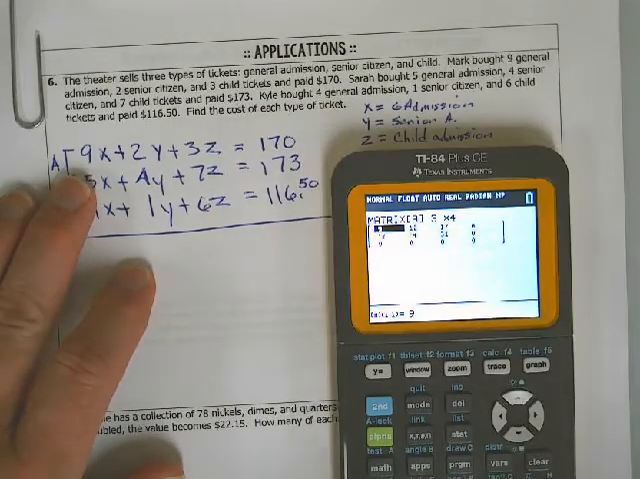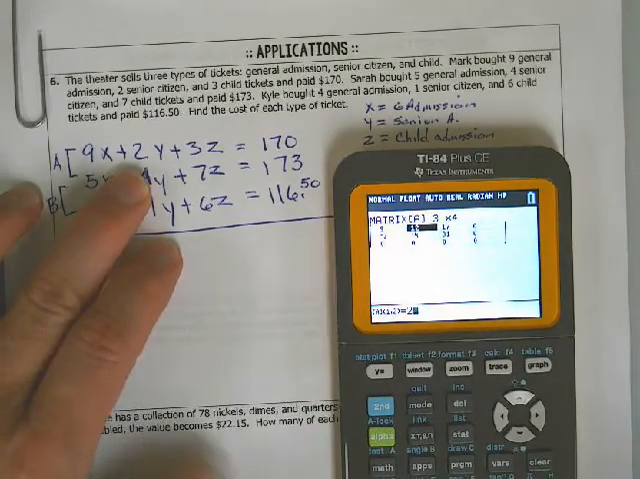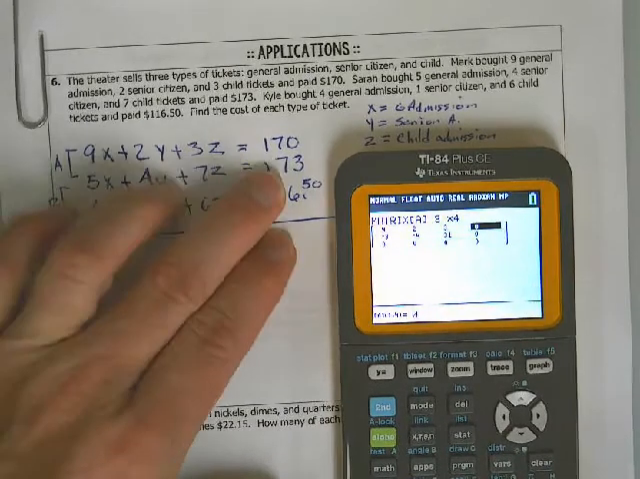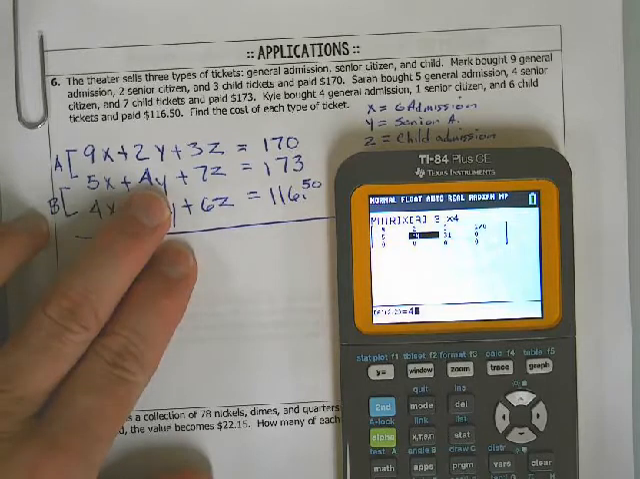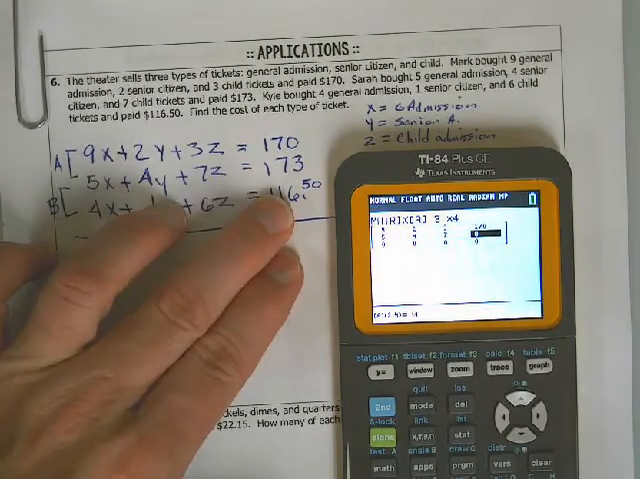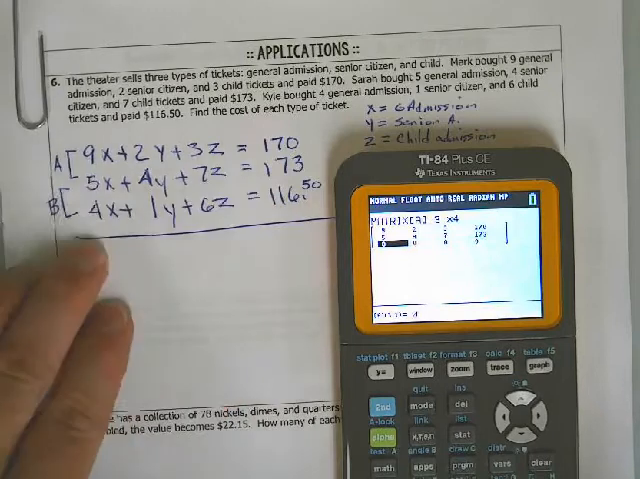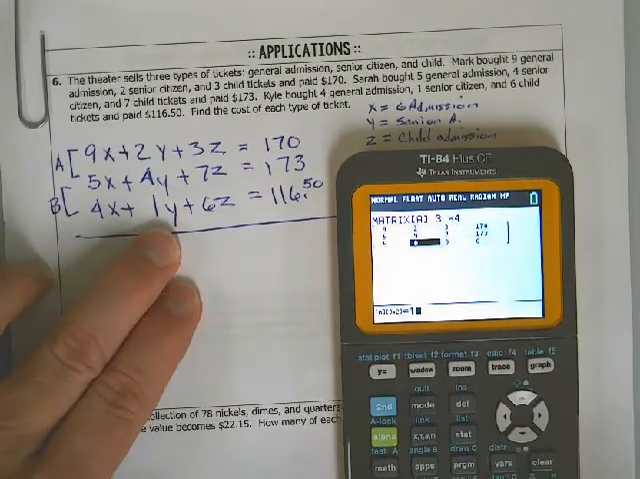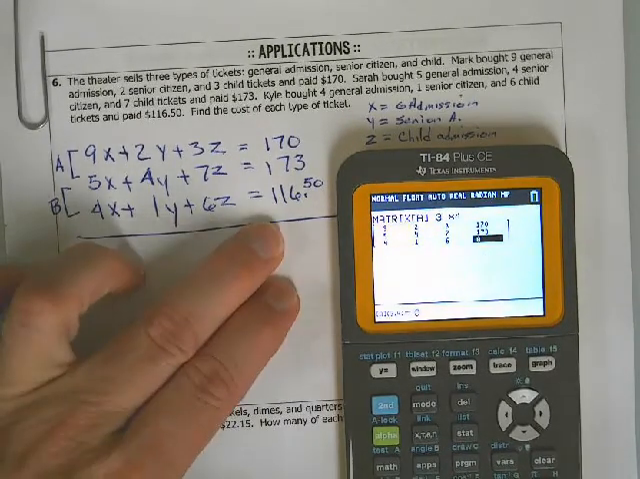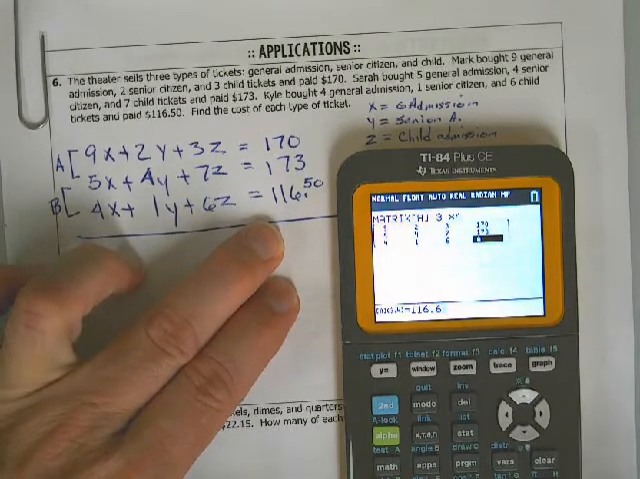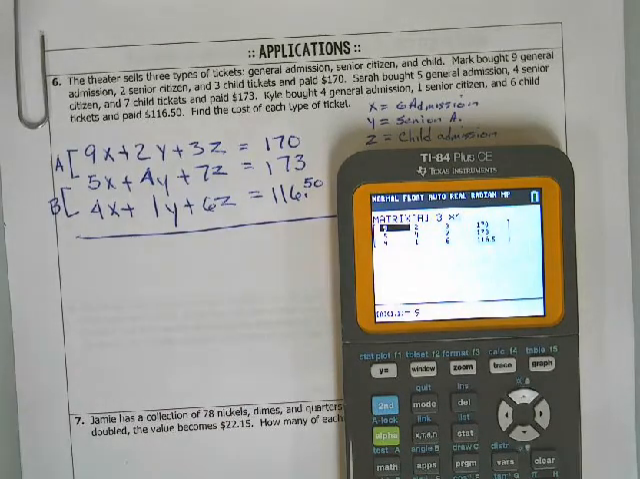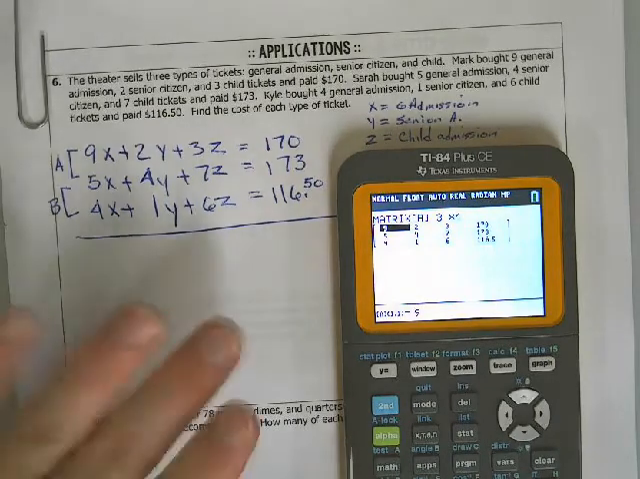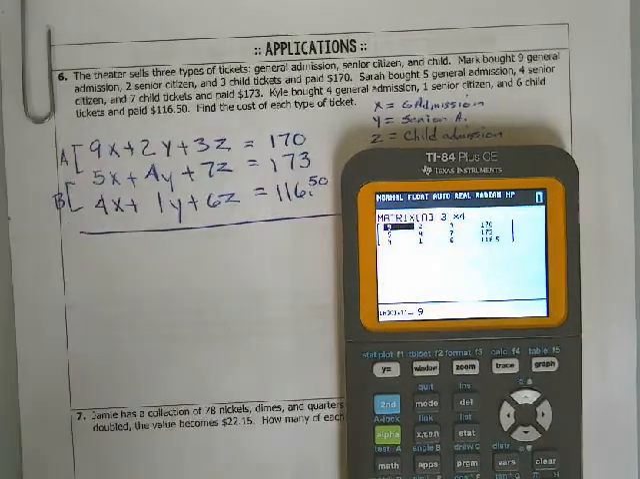My coefficients are 9 enter, 2 enter, 3 enter, 170 enter, 5 enter, 4 enter, 7 enter, 173 enter, 4 enter, 1 enter, 6 enter, 116.5. Almost messed it up there. Enter.